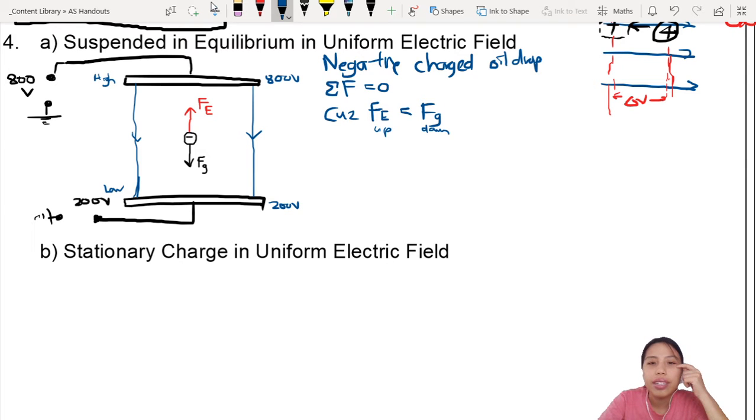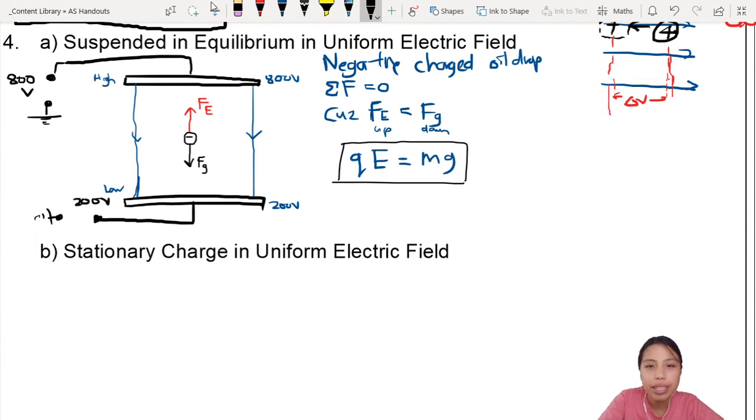Now, what you could do further if they ask you all kinds of questions about this equilibrium idea is you just plug in all the equations you know. F is what? QE, right? So QE. And then gravitational force is what? mg. So you can do stuff like this to expand the equation and get all kinds of equations based on this main one. But this is one example of how you can expand this idea of equilibrium to form other equations like that.